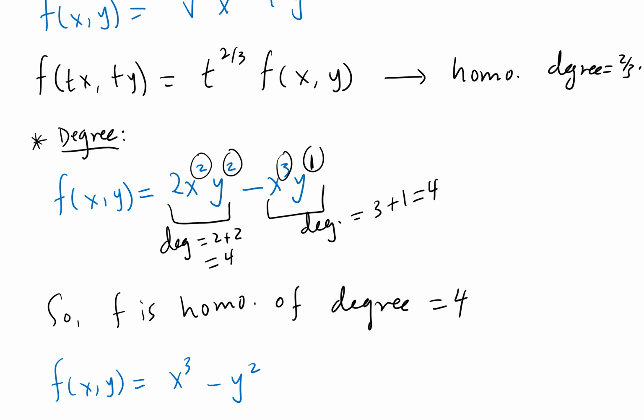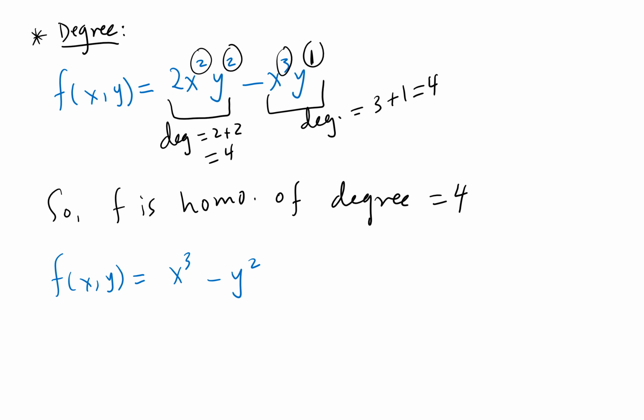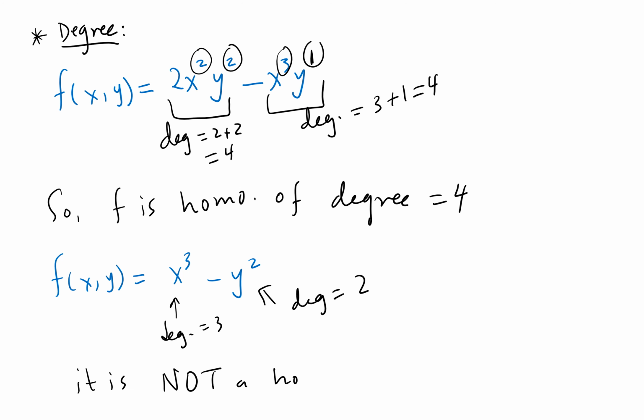As another example, is this homo or not? Well, the degree here is 3, but the degree of this one is 2. They don't match. So it is not a homo.